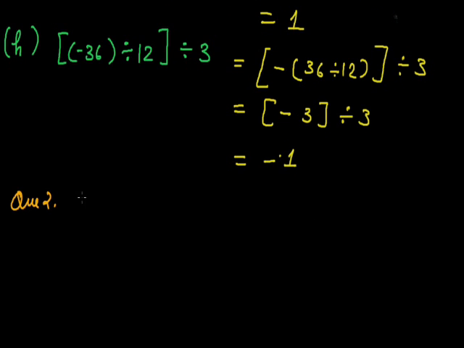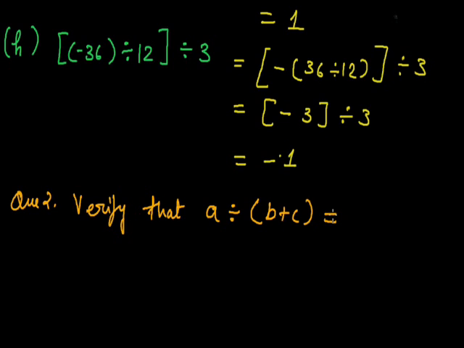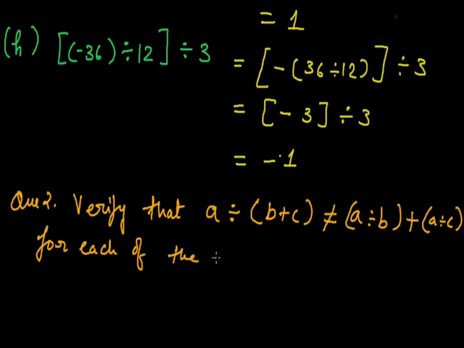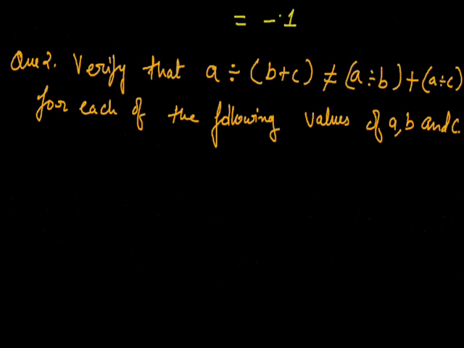Now question number 2 is, verify that A divided by (B plus C) is not equal to A divided by B plus A divided by C for each of the following values of A, B and C. We have to verify that A divided by (B plus C) is not equal to A divided by B plus A divided by C. Now if you remember, this is the distributive property for division.